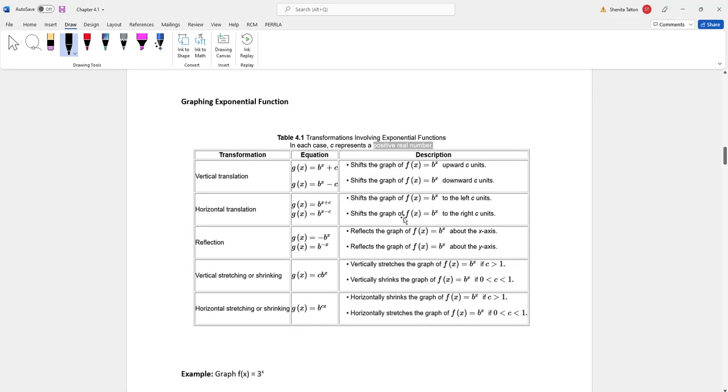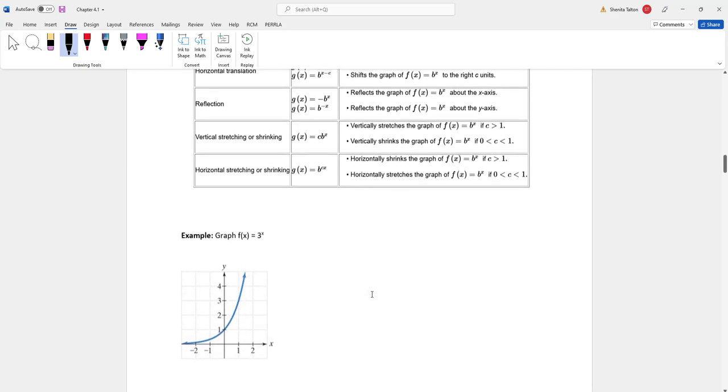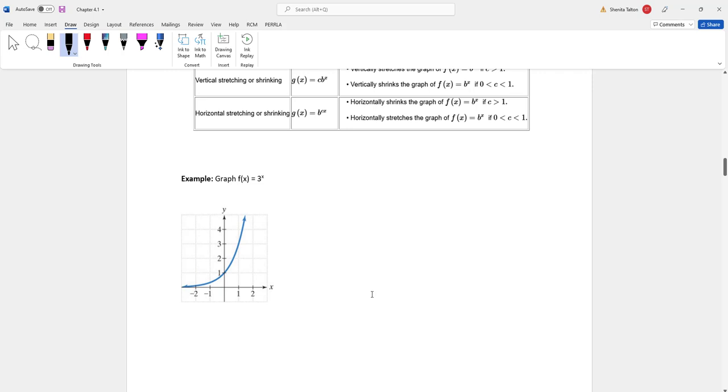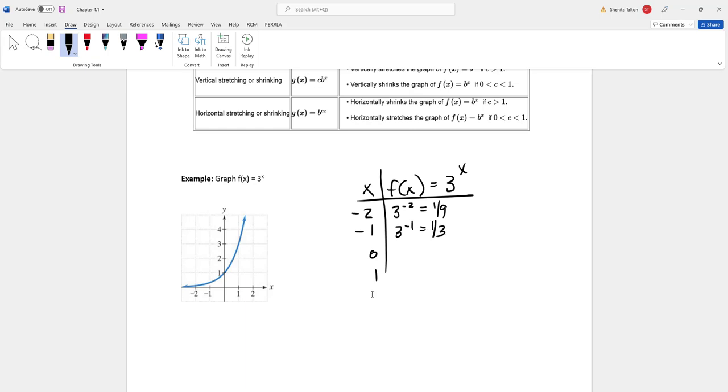So we're going to talk about some transformations. I gave you the table for the transformations and which way they shift, up or down, left or right. So this is my base graph, f of x is equal to 3 to the x power. If you were to make a table to get these points, let's say I put in -2, -1, 0, and 1. We get 3 to the -2 is equal to 1/9. We get 3 to the -1, which is 1/3. 3 to the 0 power is 1, and 3 to the first power is 3.